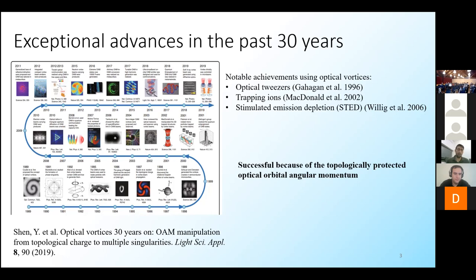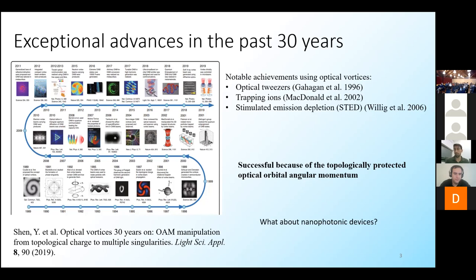All these uses are very successful because of the topologically protected optical angular momentum. If there is some perturbation to the system in frequency, in time or in space, the optical vortices remain stable due to their topological properties. Here in these examples, it was presented using paraxial beams.